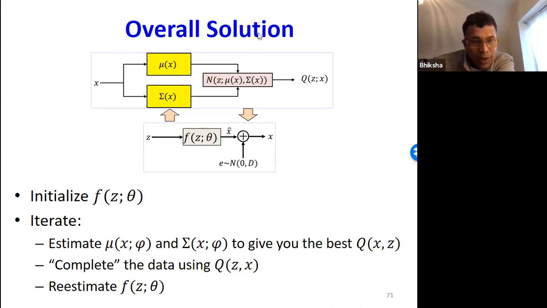Then the overall estimation problem for NLGMs is simple. I'm going to estimate the mean and the variance for q. Then I'm going to complete the data by drawing samples from q. And then once I've completed the data by drawing samples given q, I'm going to estimate theta. But once I've estimated theta, the modified theta means that this must also change. So I'm going to go back and change my q. I have a new approximation of p of z given x. I'm going to draw samples from that again, complete the data, go back and estimate theta, and repeat the process.